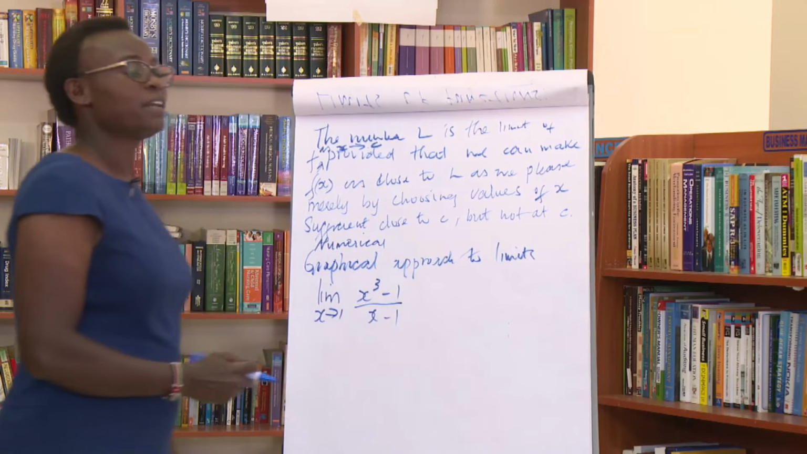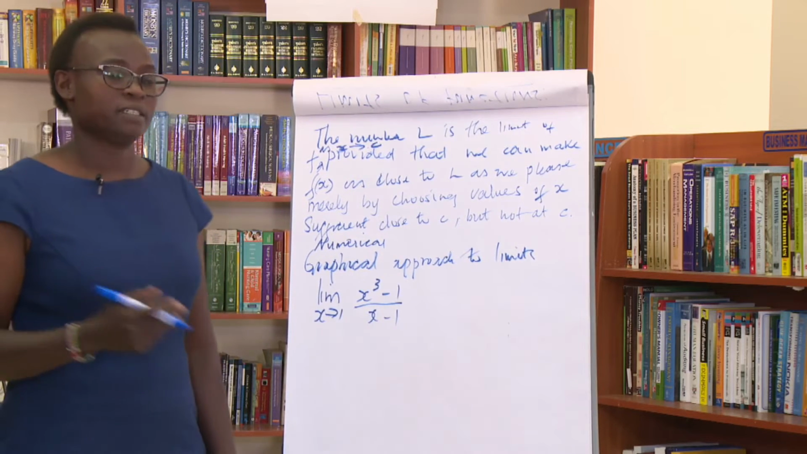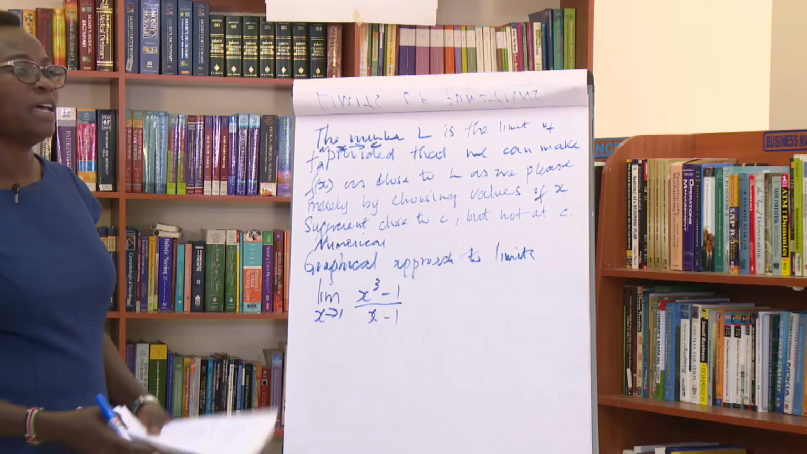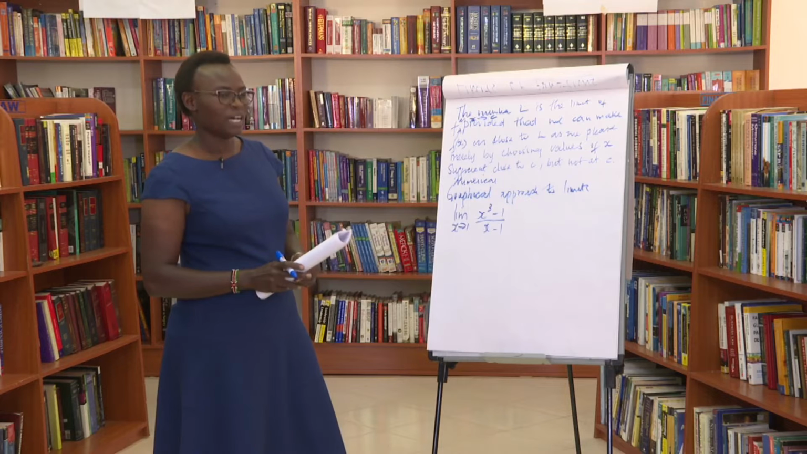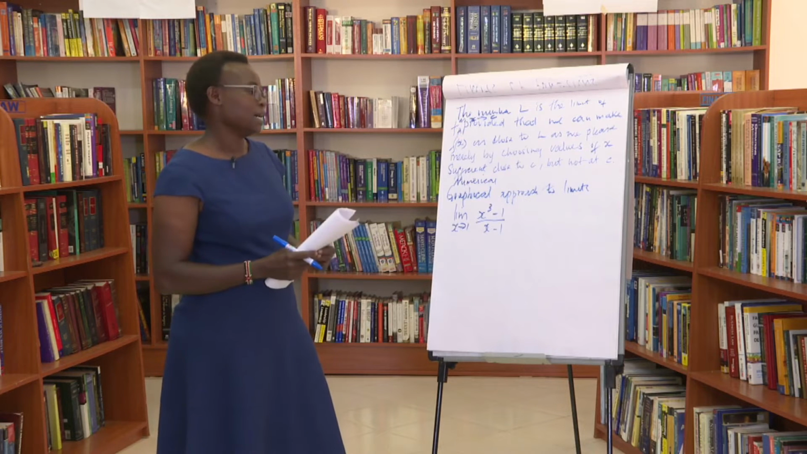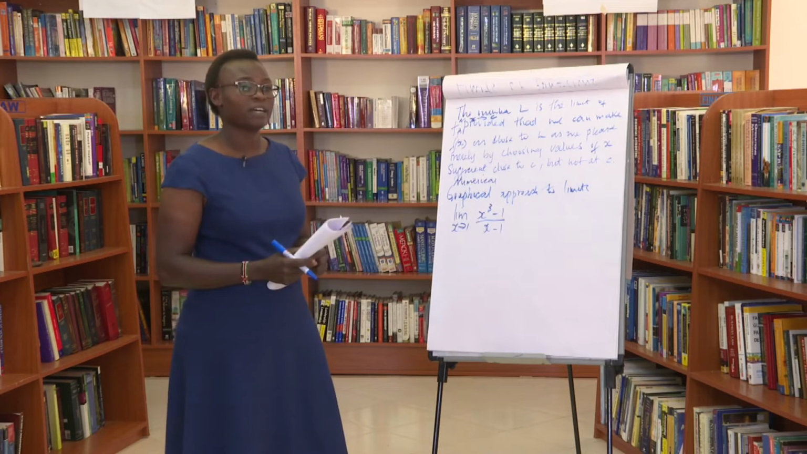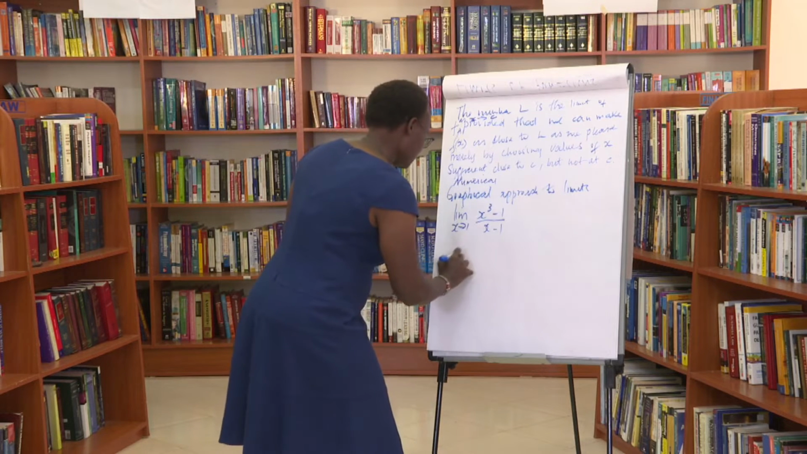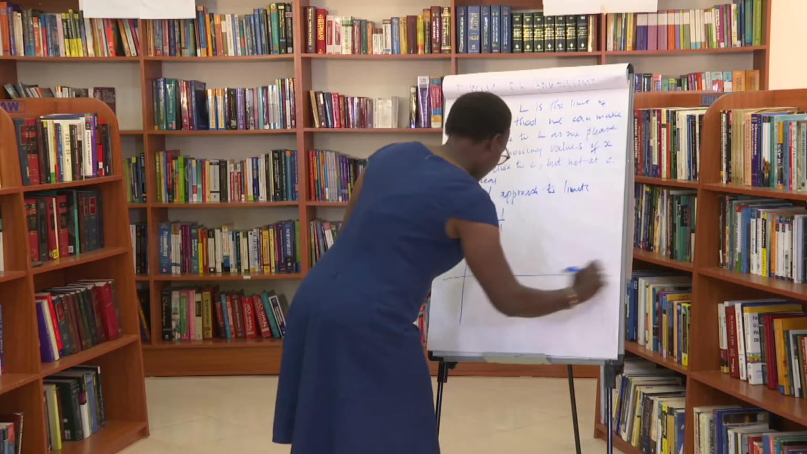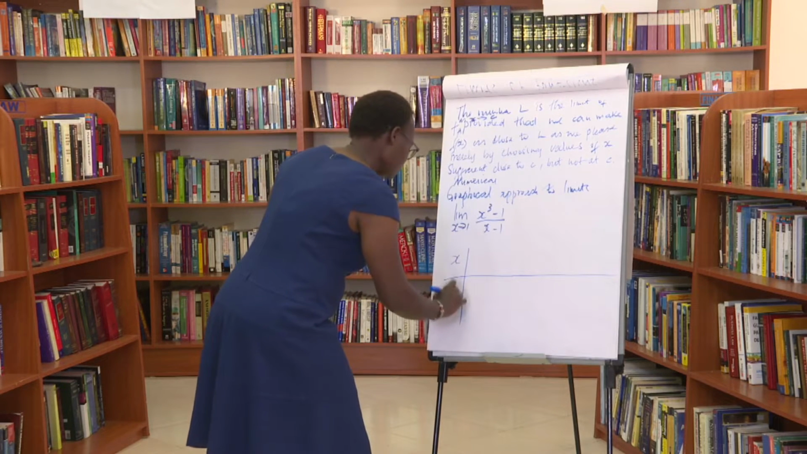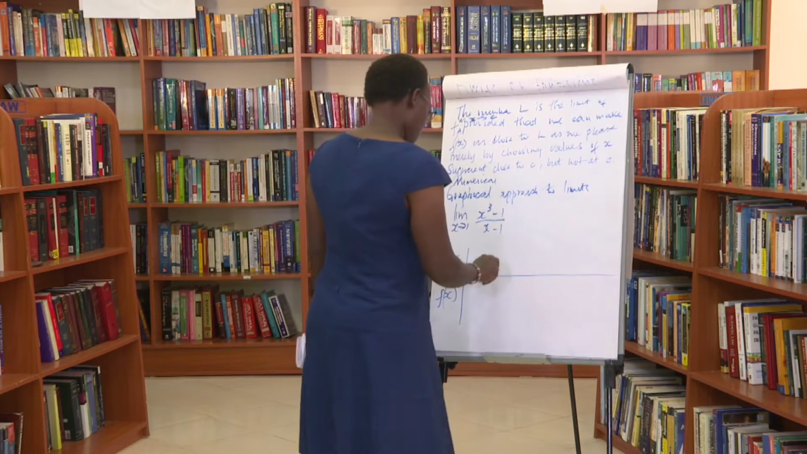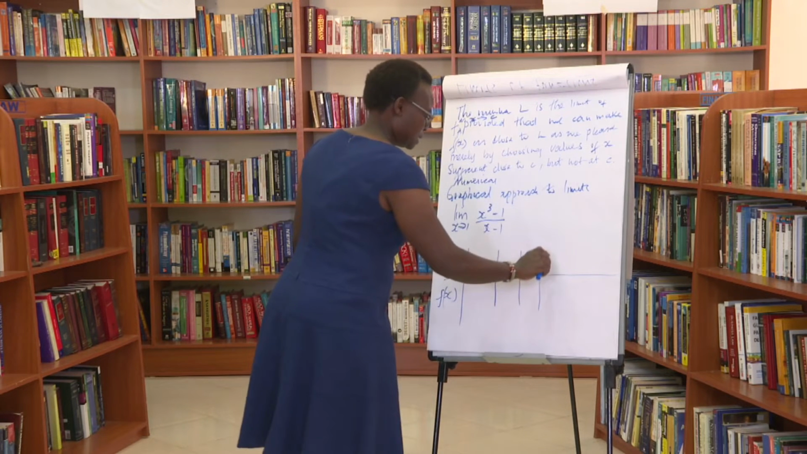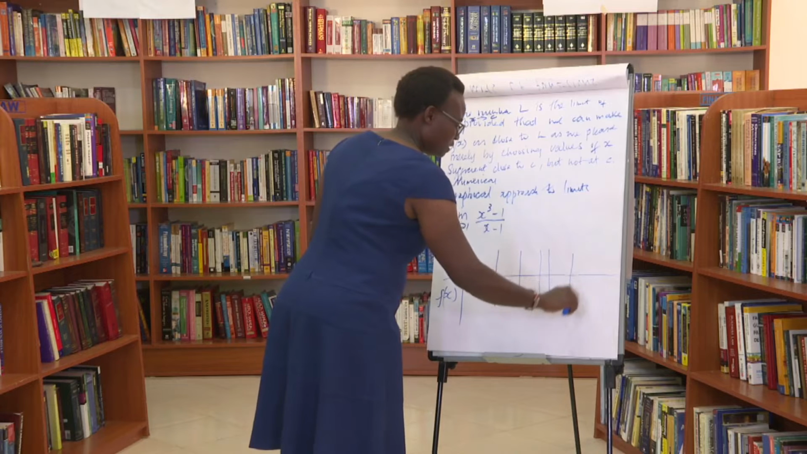We pick values that are very close to 1 from both sides, that is from the left and from the right. Then we investigate what is happening to f of x as x tends towards this value and make a conclusion in terms of whether f of x is tending towards a particular value, that is, what is the behavior of f of x. So we have x, and then we have f of x. We can pick 3 values this side, and then we also pick 3 values the other side.